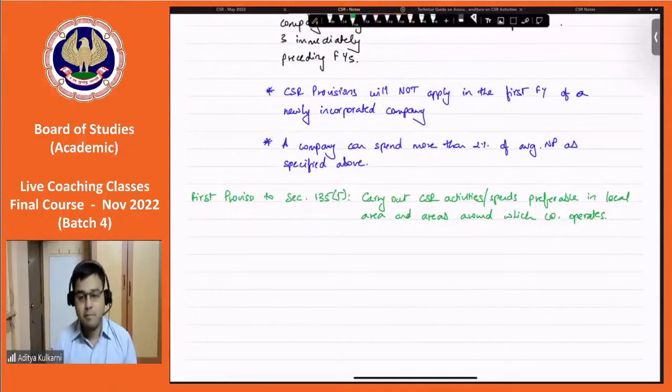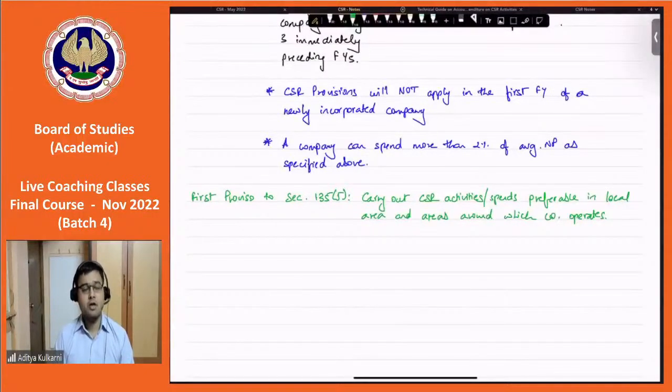It's not stopping you. Suppose you are a company with huge profits. So whatever I had to do, I did it within my local area, but I've still not met my 2% threshold. Then the country is yours. If you are going to manufacture oxygen concentrators, or you are going to give ambulances to hospitals, giving beds to hospitals, go ahead and do it.